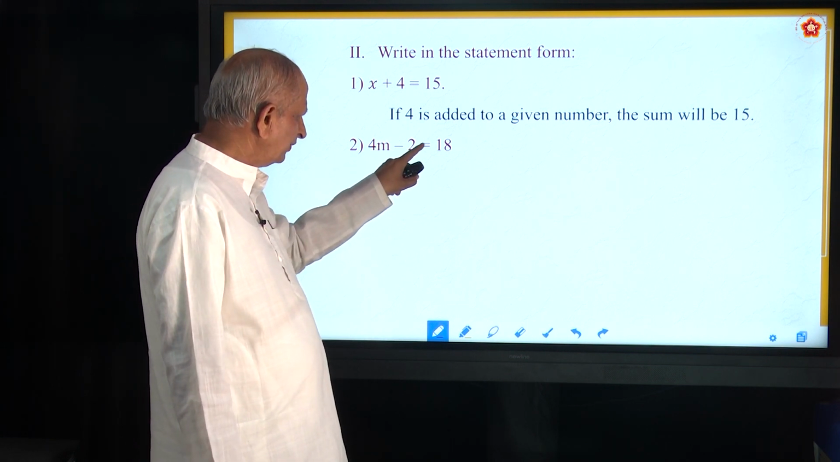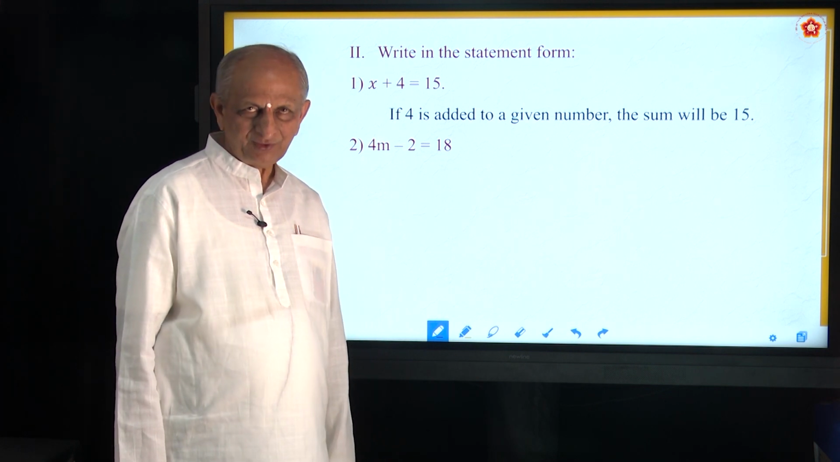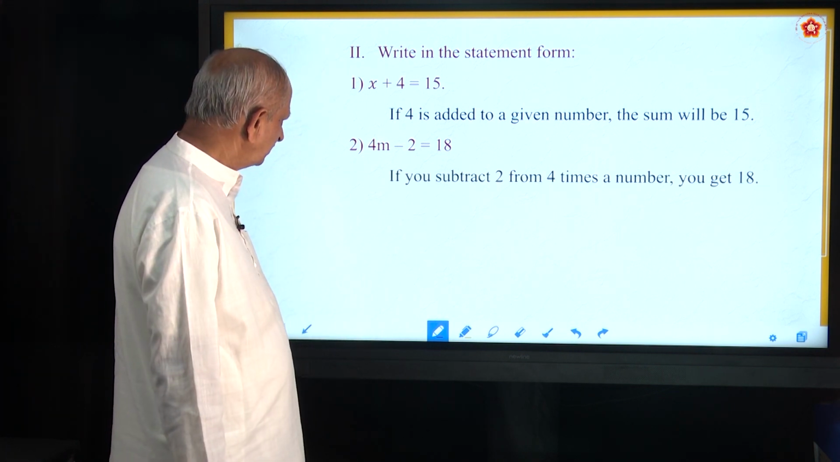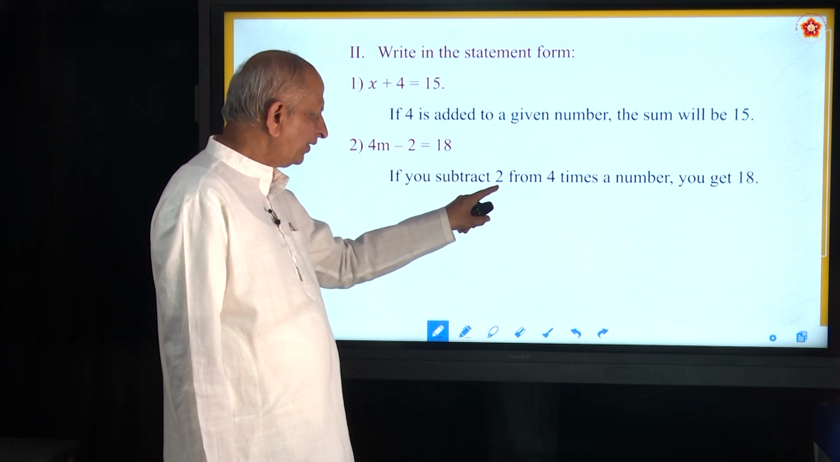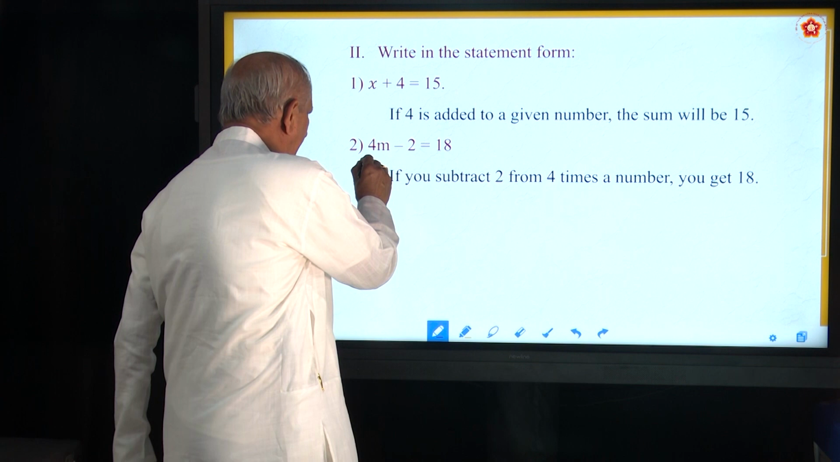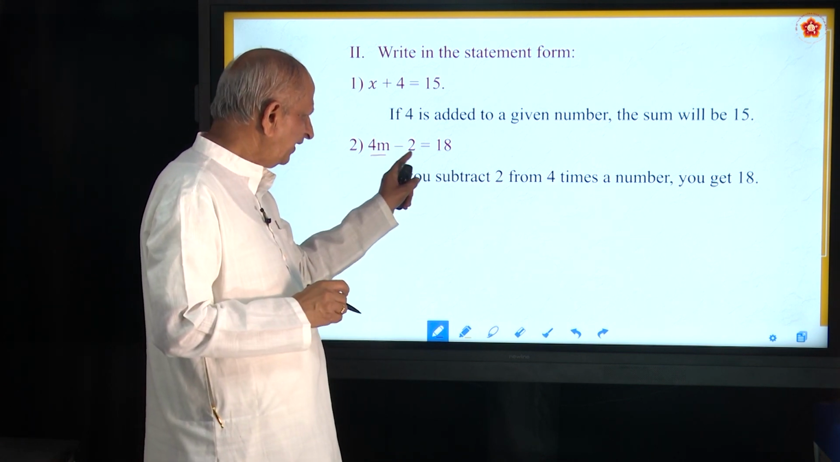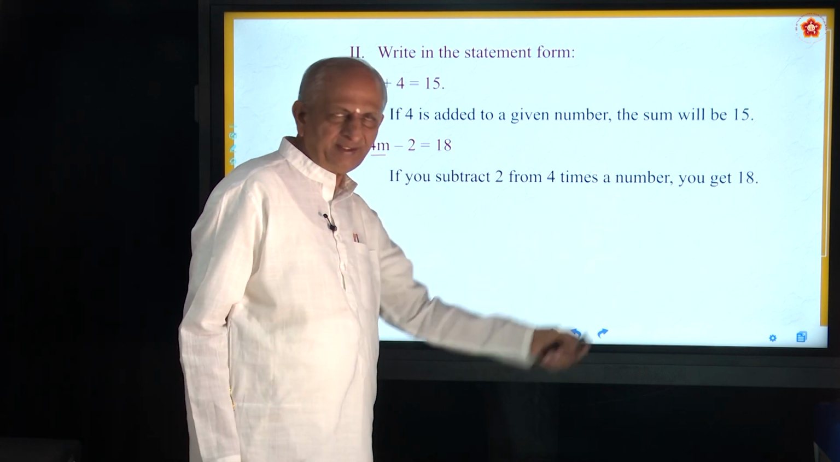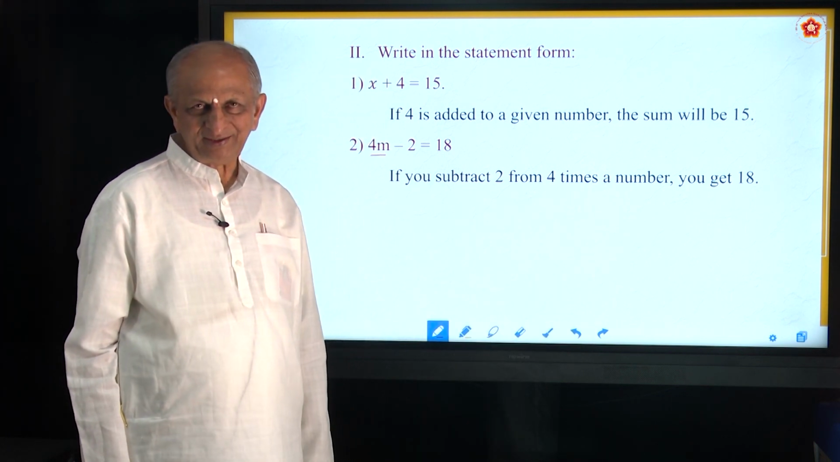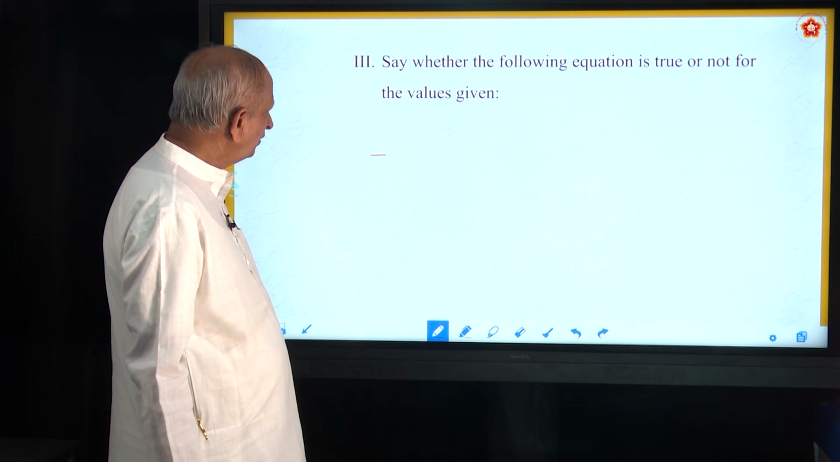4m minus 2 equals 18. What is the variable here? M. So, how to write it? If you subtract 2 from 4 times a number, so 4 times a number means 4m. What you must do? Subtract 2, you get 18. What is 18? 18 is the answer.